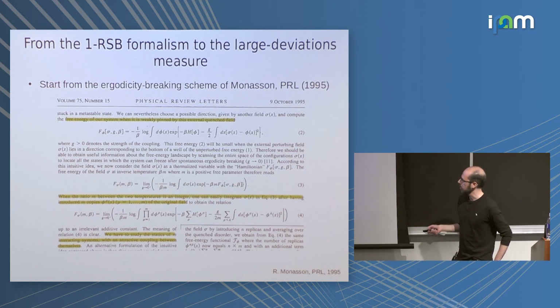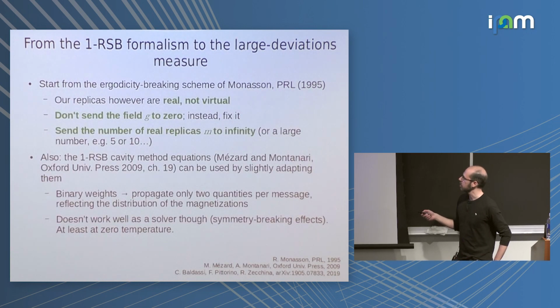Whereas if you don't send this to 0 and instead you send m to a large value, you get our robust ensemble description. So to summarize, we have essentially a recipe where we do the same exact computation as the one replica symmetry breaking scheme, but the interpretation is radically different because the replicas in our case are real and not virtual. We don't send the field to 0, and instead we fix it, and we send the number of replicas to infinity, or at least to some large number, like 5 or 10 already.